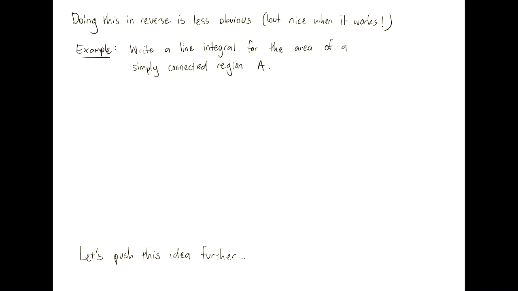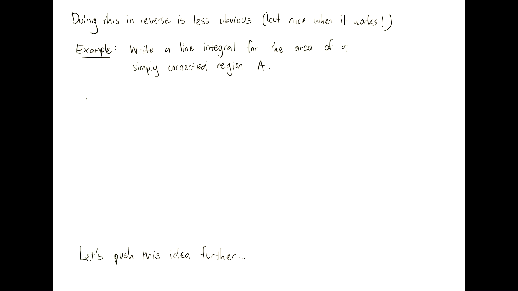Doing this the other way is less obvious, but it is really nice when it works. That doesn't sound encouraging, but there is a good reason to want to do this. So just let me pull up my page. All right. So write a line integral for the area of a simply connected region A. That's it. That's the whole example.